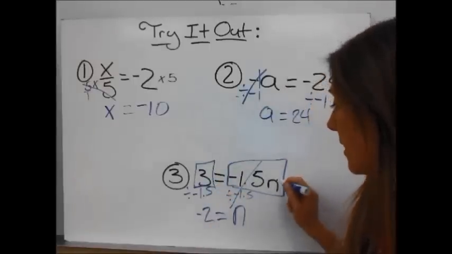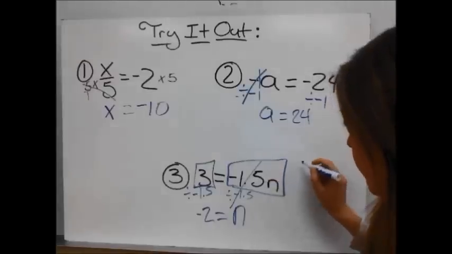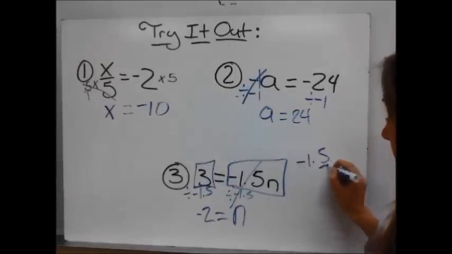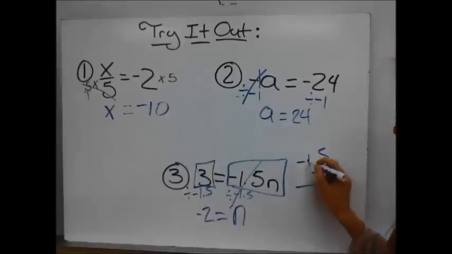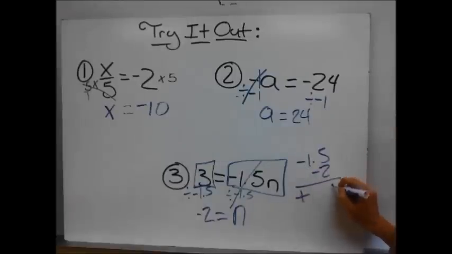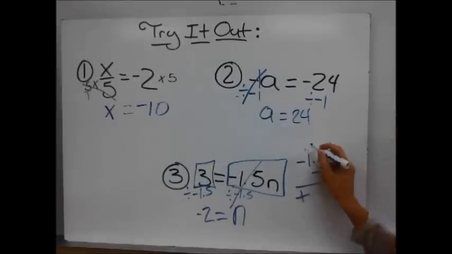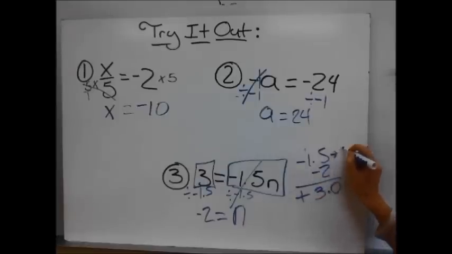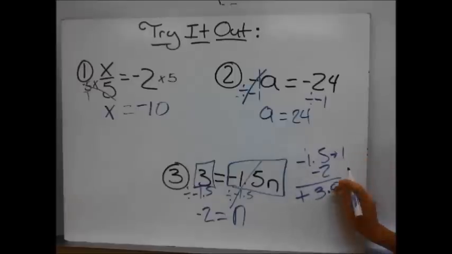Now if I plug in negative 2 for n, I get negative 1.5 times negative 2. A negative times a negative is a positive. 2 times 5 is 10. 2 times 1 is 2, plus 1 more is 3. And I bring my decimal. There's one decimal spot, and I bring it over, and I get a positive 3.